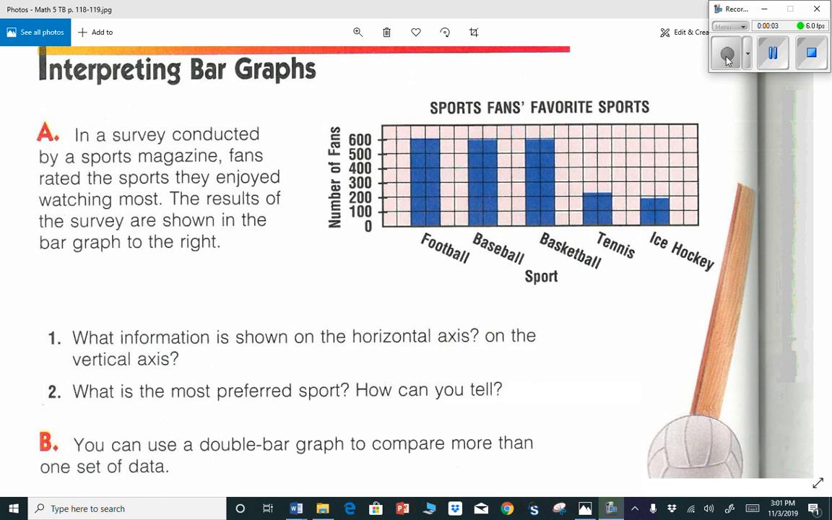In your notes, please write down 3-13, interpreting bar graphs. If I'm going too fast for you at any time, you can pause this video, or I believe you can also adjust the playback speed, but go ahead and pause and replay anything you do not understand. Write in your notes 3-13 and interpreting bar graphs.